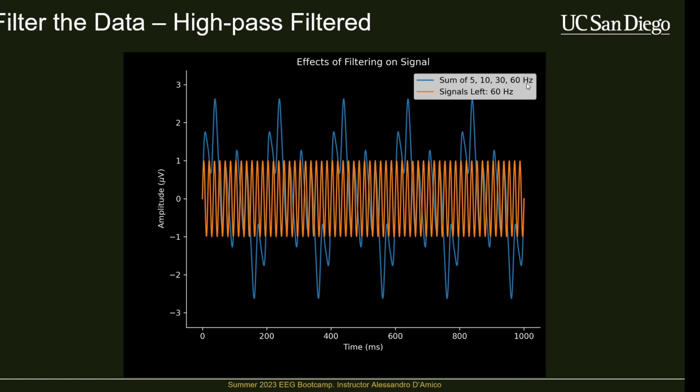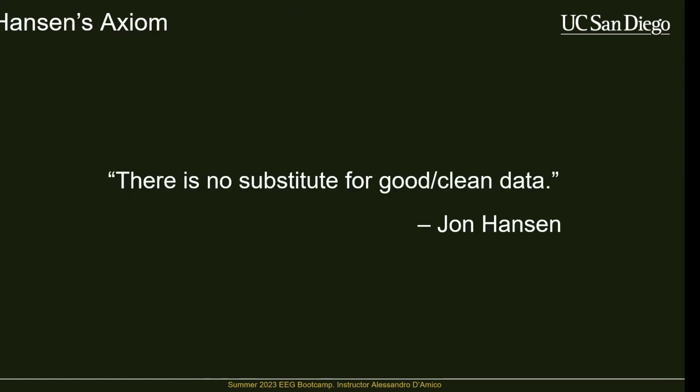We're not really going to be interested in any faster oscillations anyway, so for us that's going to be totally fine, and that gets rid of most of the 60 hertz noise. It doesn't eliminate all of it. You can't fully remove it, but you can attenuate it, which is the opposite of amplify. Attenuate it to such a level that it's really not contributing to your signal that much.